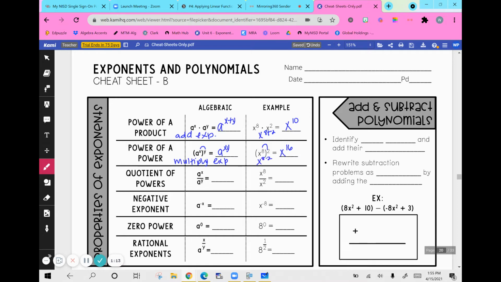Quotient of power. So if you're dividing like bases, you just subtract the exponents. So you've got a to the x divided by a to the y, so you would have a to the x minus y. So in this case, we would say 8 minus 2, and so we'd have x to the 6th power.